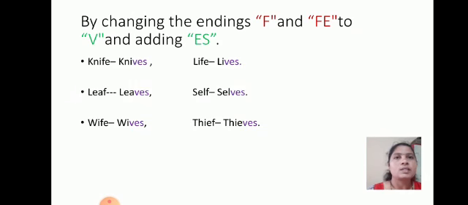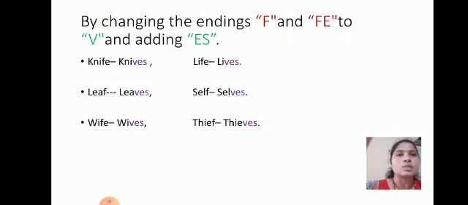Next rule. By changing the endings f and fe to v and adding es. There are some words which end with the letter f or fe. For example, knife. The word knife ends with the letters fe. So in plural form, we remove fe and add ves. So it becomes knife, knives.